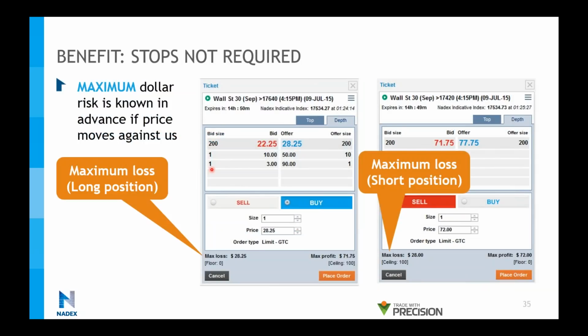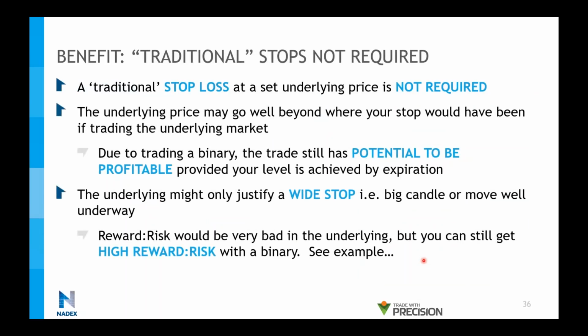Benefit of trading here is also that stops are not required. Why? Because I know my maximum loss up front. Maximum dollar risk is known in advance if price moves against us. And we don't have to calculate that in any esoteric or advanced way that only geniuses will get. No, you see it here up front. Maximum loss 28.25. Maximum loss for that short position 28. You know your risk up front. You know how much you can lose. And for that reason, a traditional stop loss is not required. Why do we use that traditional stop loss?